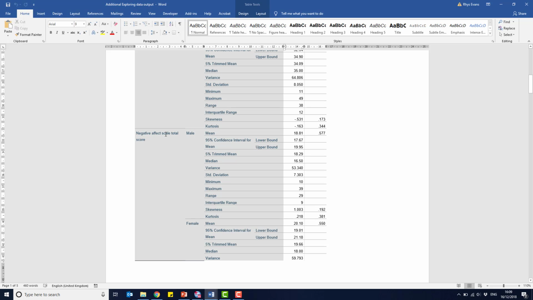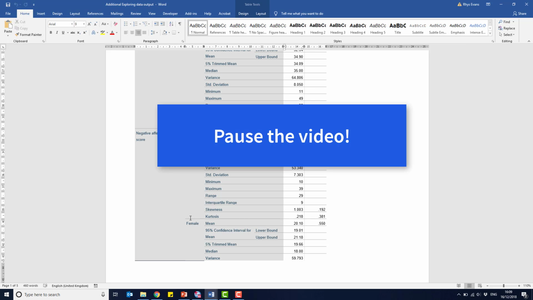So I'm not going to look at the negative effect scale variable for males and females now, but have a go at that yourself. So pause the video and draw your own conclusions, as I have just done for the females. Write down some notes about what you think these descriptive statistics tell you about the data so far.